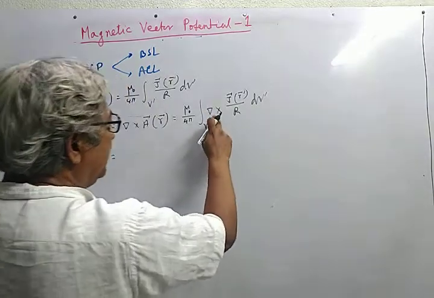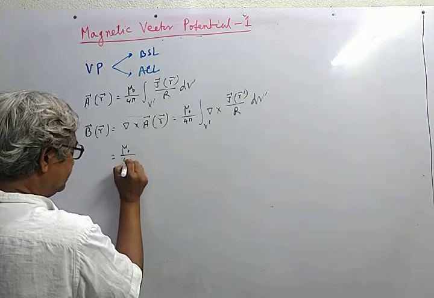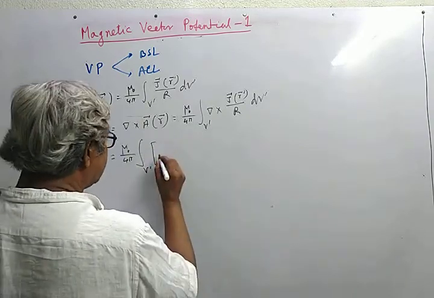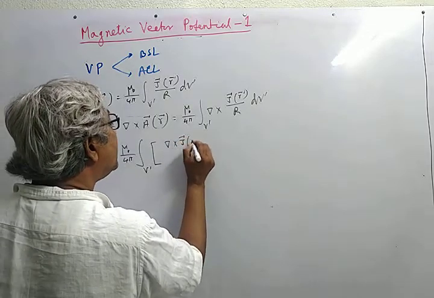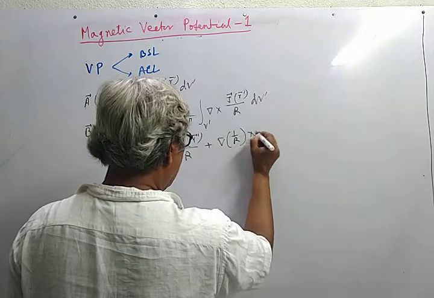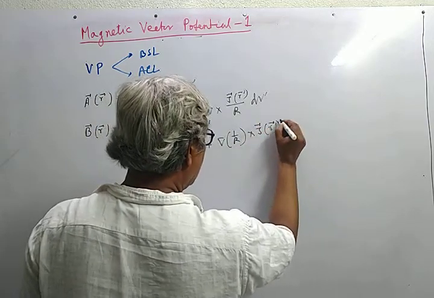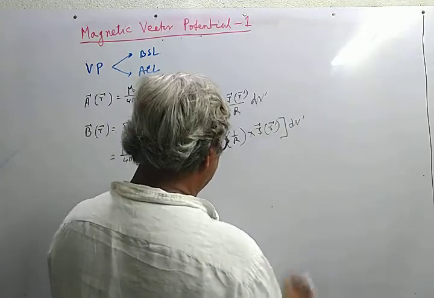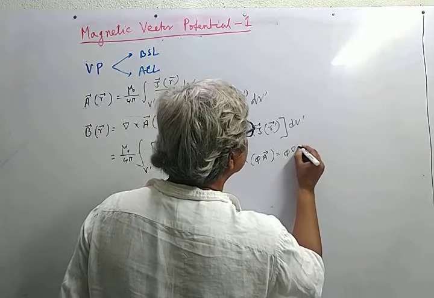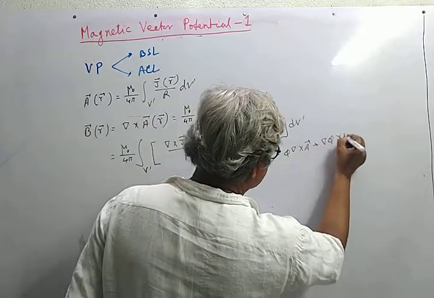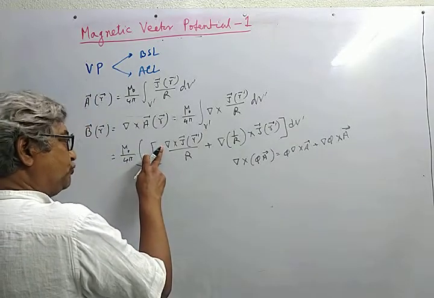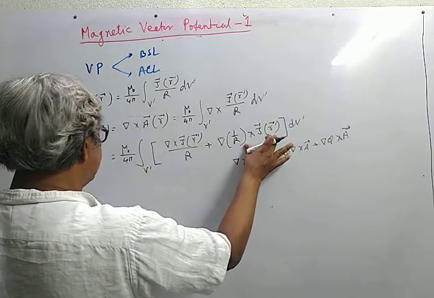It will have two terms now. The first term is curl of J. The vector identity that is used is curl of phi times A is equal to phi times curl A plus grad phi cross A. Since this is differentiation with respect to the field coordinate and J is a function of the source coordinate, its curl is zero, and only this term survives.